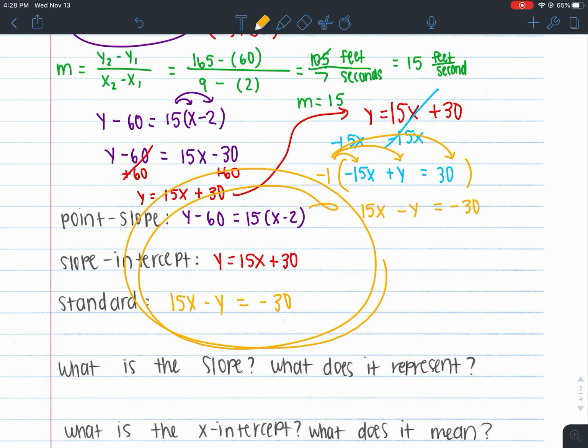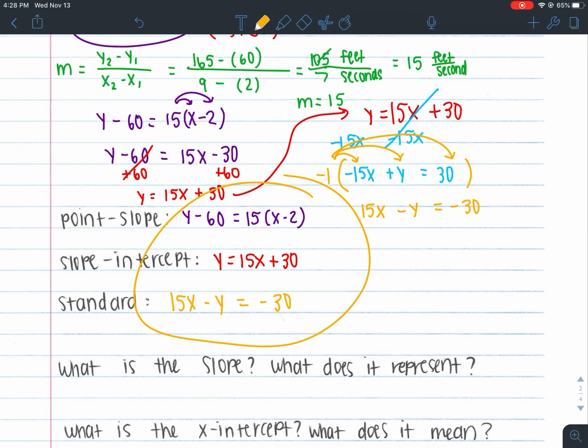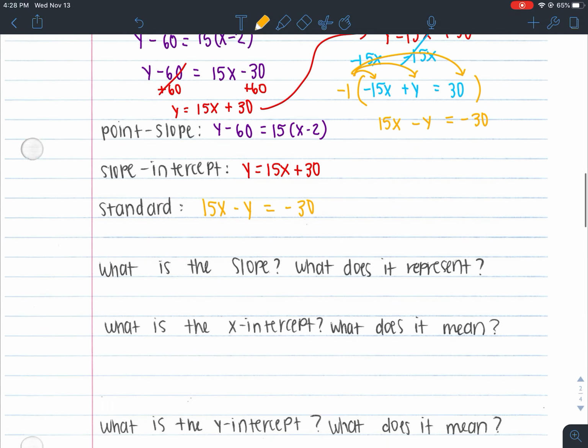And again, if I were to graph all of these three equations into Desmos or into my graphing calculator, they're all going to be the same exact graph. They just look different when you write them out in form, but they're all the same.